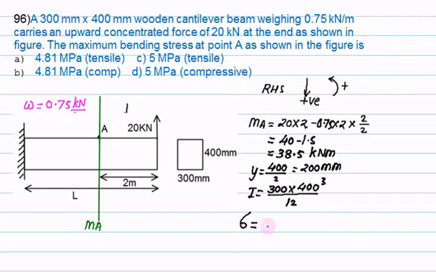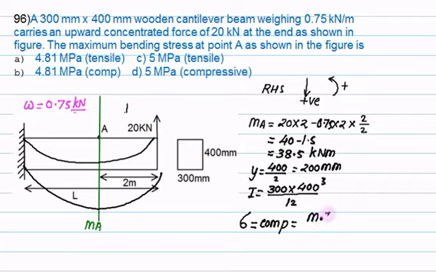Sigma at point A, will it be tensile or compressive? Will this bend like this? Is it correct? It will bend like this. Is the bending portion correct? So is it compressive or is it tensile? So this will be compressive in nature. And you can calculate this value using M multiplied by y divided by I. So the bending stress this time is 4.81 megapascal, and it is compression.